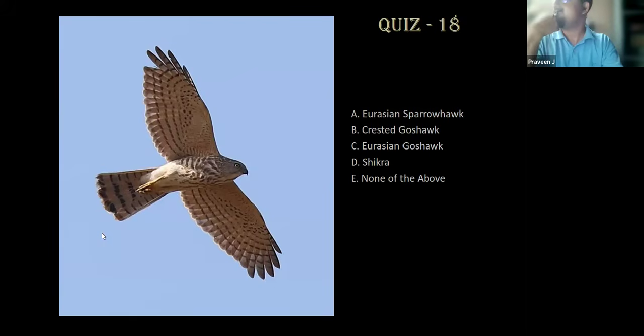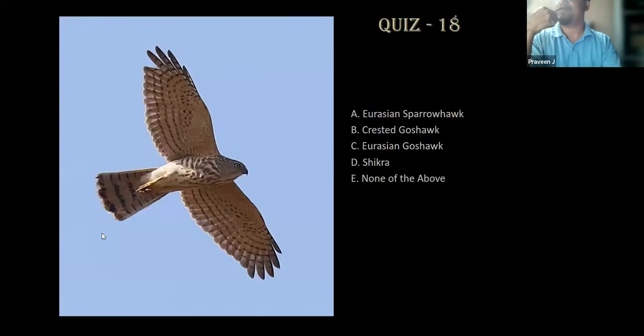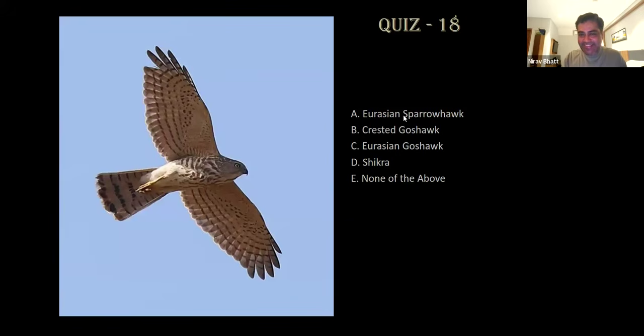Interestingly, quite a bit of variation here. 40% Shikra, but good numbers for Crested Goshawk, 24% Eurasian Sparrowhawk, Eurasian Goshawk. So yeah, Shikra probably won by a small margin. Otherwise, all other options are selected. Correct. Okay. So once again, very interesting.